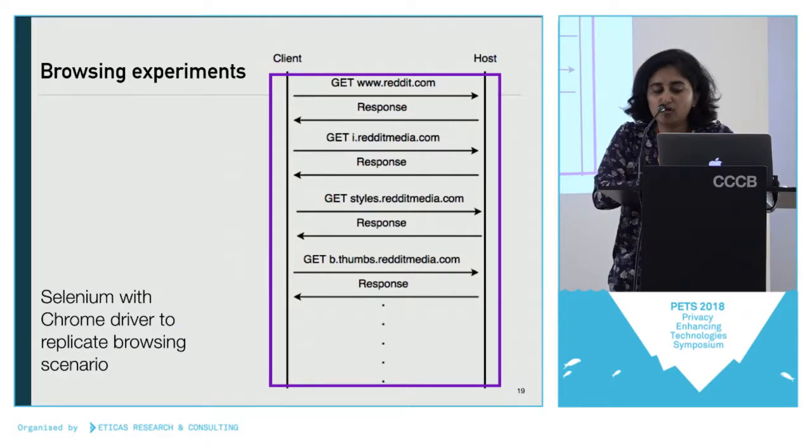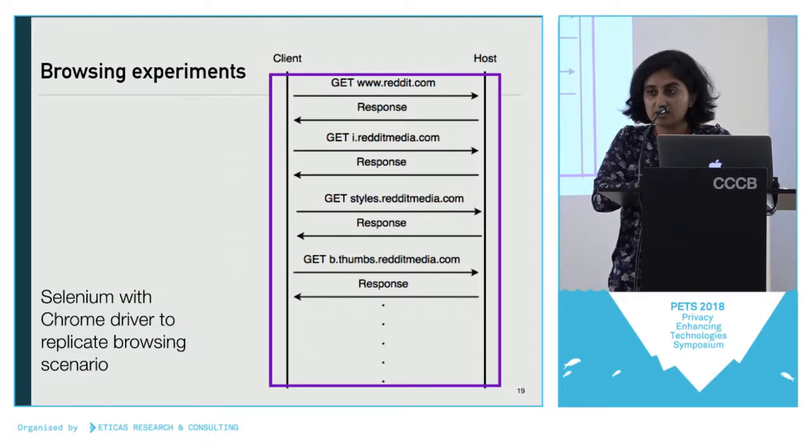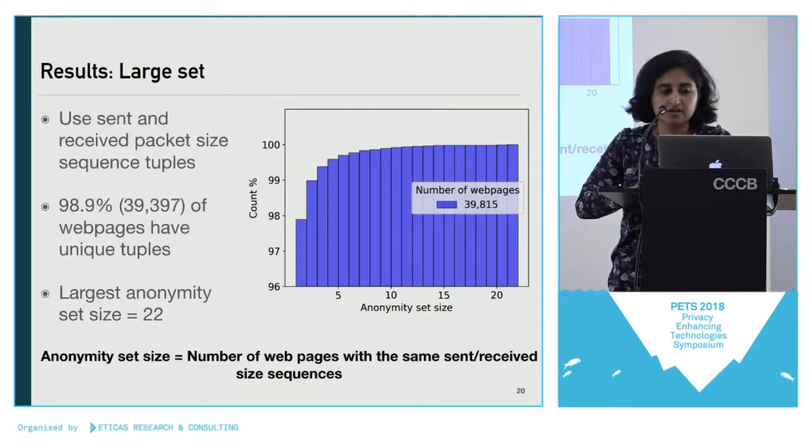So as I mentioned before, in our single query experiments, we were looking only at the first query and response. But in the next set, which we call browsing experiments, we look at all the data that are associated with a particular browsing session. So what we did was we set up Cloudflare's DNS over HTTPS client on the Raspberry Pi, and we used Selenium, which is a browser automation testing tool, with a Chrome driver to replicate a browsing scenario where the client visits a particular page.